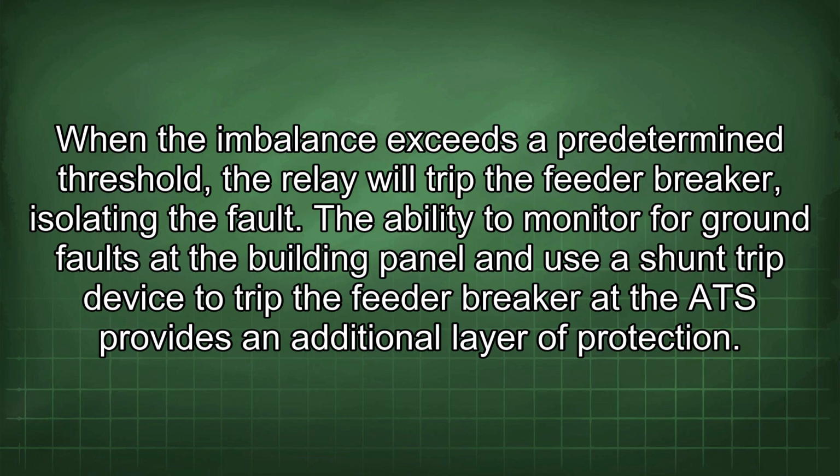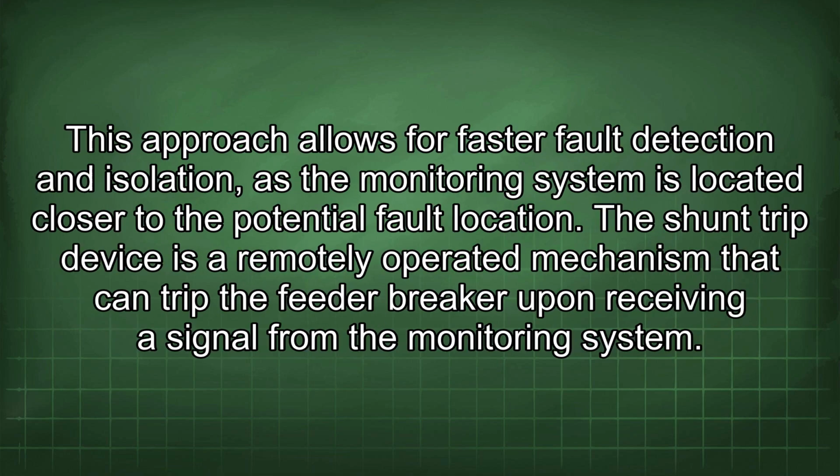The ability to monitor for ground faults at the building panel and use a shunt trip device to trip the feeder breaker at the ATS provides an additional layer of protection. This approach allows for faster fault detection and isolation, as the monitoring system is located closer to the potential fault location. The shunt trip device is a remotely operated mechanism that can trip the feeder breaker upon receiving a signal from the monitoring system.